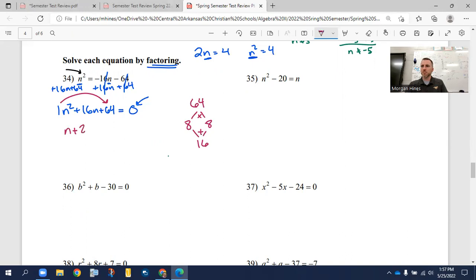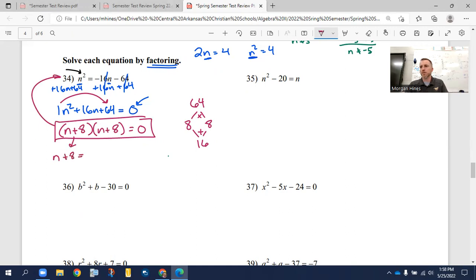So this becomes n plus 8 times n plus 8 equals 0. You could rewrite that as n plus 8 squared, but this is a factored form of the original. If you multiply it out, you would get the original. And we set each of these equal to 0, n plus 8 is equal to 0, and we solve.